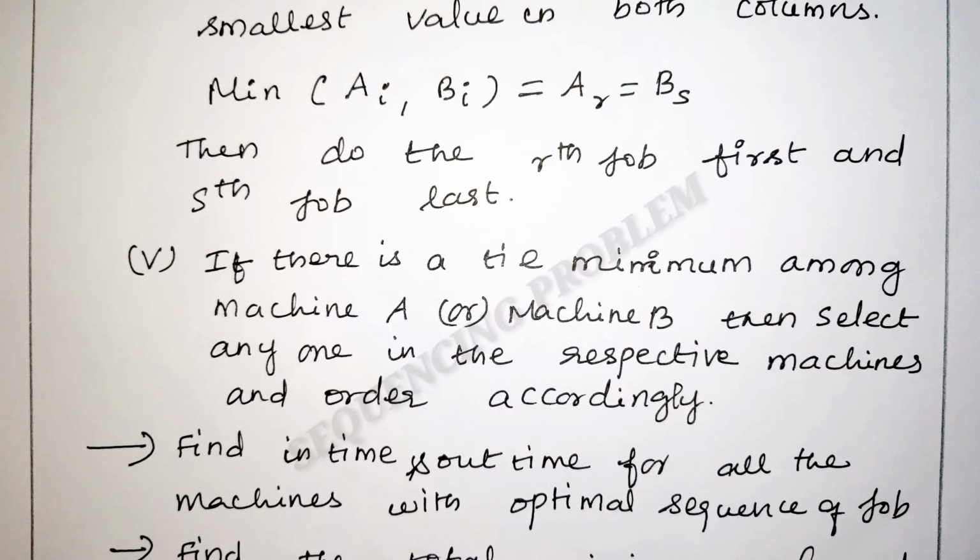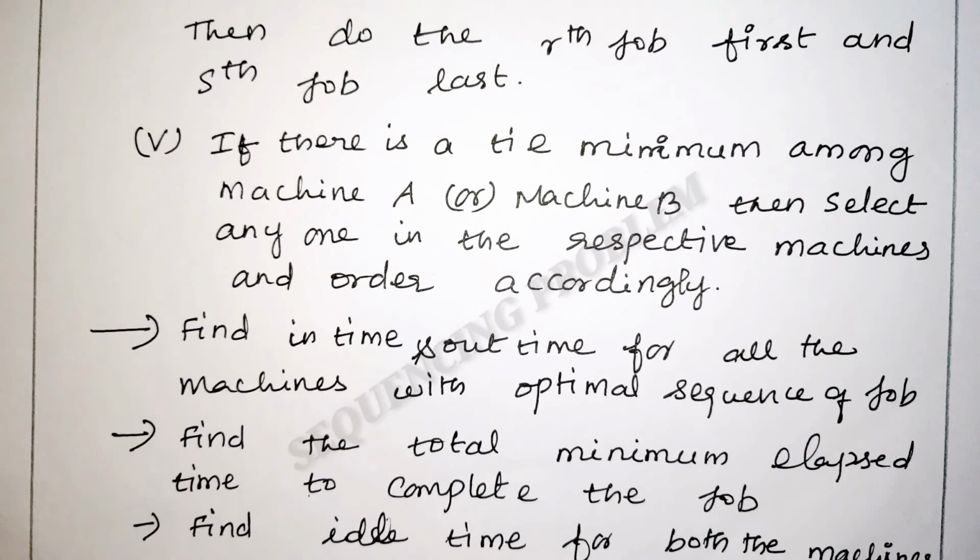After finding the optimal sequence, you have to find the time in and time out for all the 3 machines. Then you have to find the idle time for all the 3 machines. And then you have to find the total minimum elapsed time to complete the jobs.